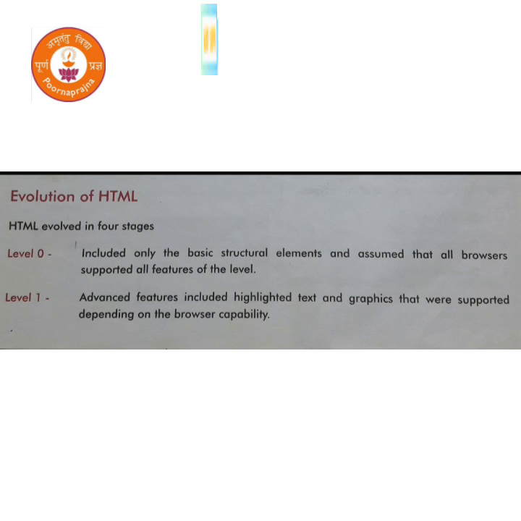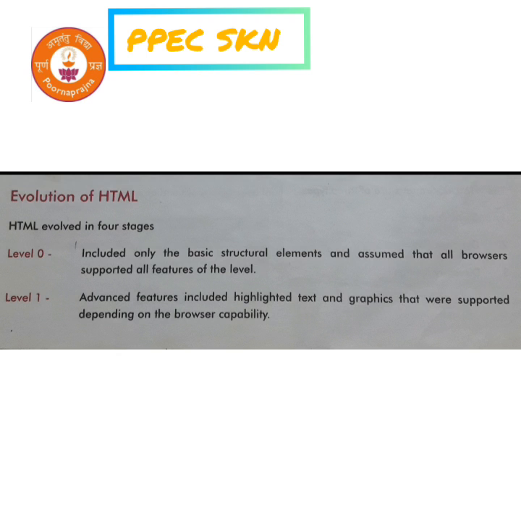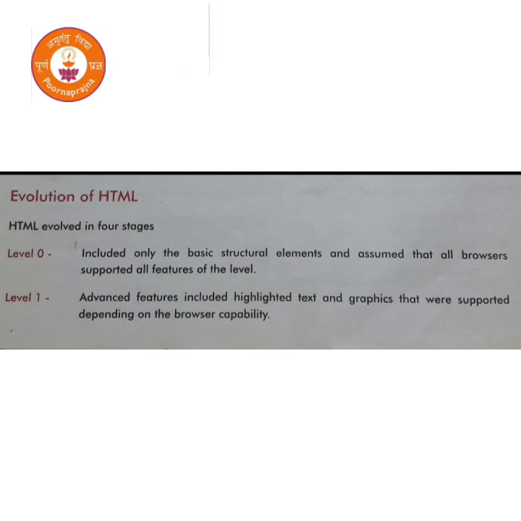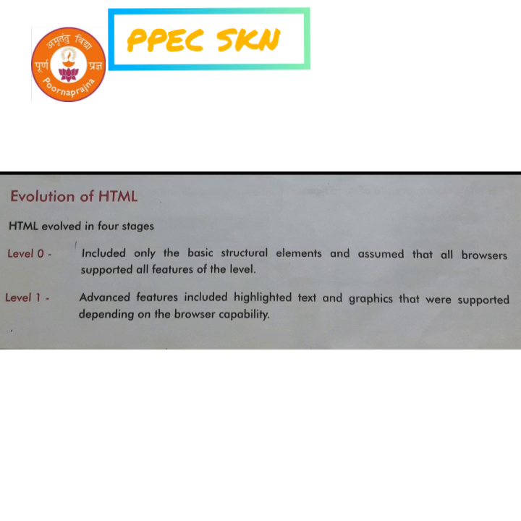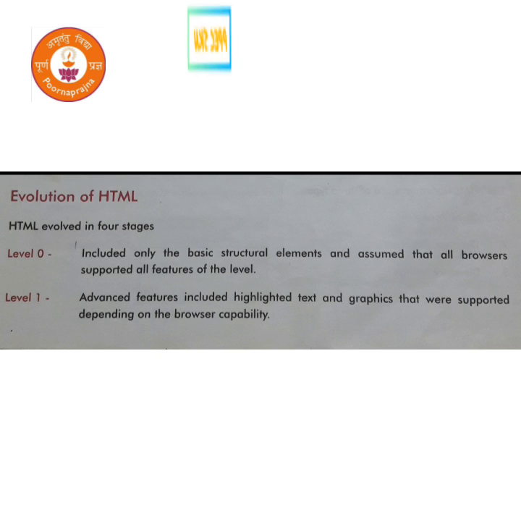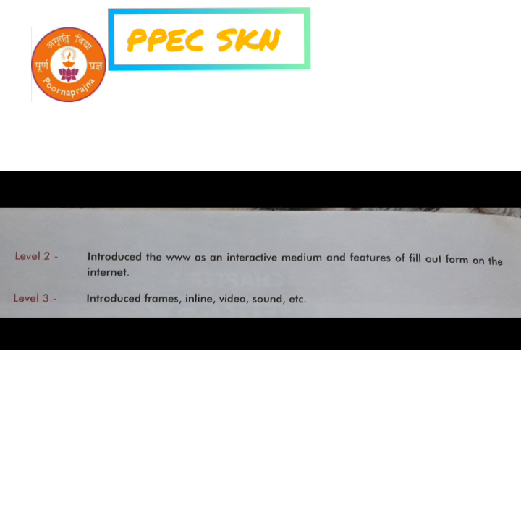Next is the evolution of HTML. HTML evolved in 4 stages: level 0, level 1, level 2 and level 3. 0 to 3, like that 4 stages are there for the evolution of HTML. Level 0 includes only the basic structural elements and assumed that all browsers supported all features of the level. In level 1, some advanced features were included, like highlighted text and graphics, that were supported depending on the browser's capability.